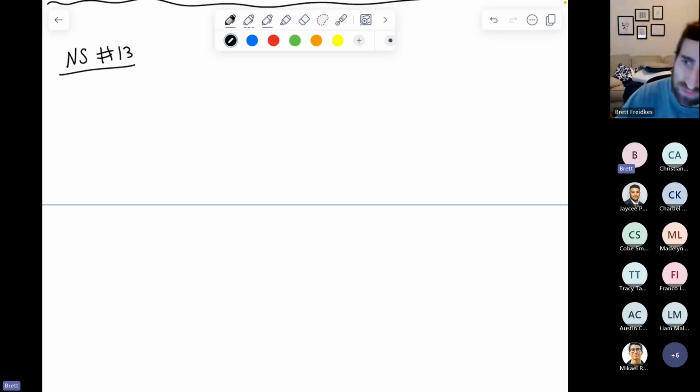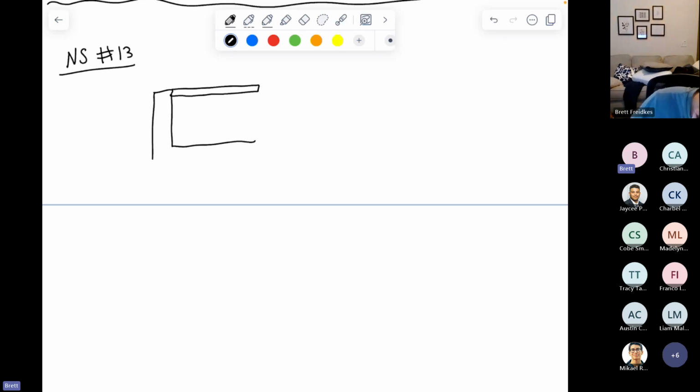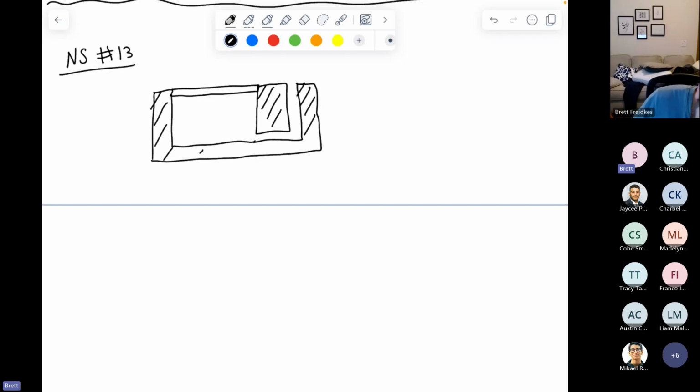And the idea was if we had a microphone, so we had our diaphragm for our microphone, and then we had a vent that allowed the atmospheric pressure.